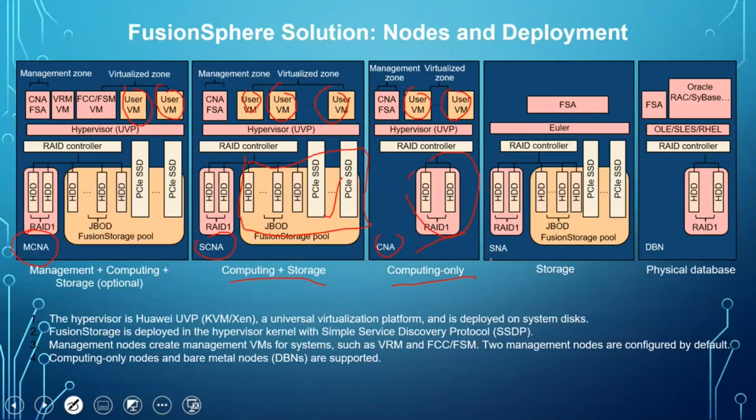Then we have the SNA node as well. This SNA node works as a storage node only, so it must have disks available, because these will be integrated together for distributed storage. SCNA and SNA all contribute to the distributed storage, so they must have storage available to contribute. In this node, we cannot create VMs. As we can see, there is no user VM here, so it acts as a storage node only.